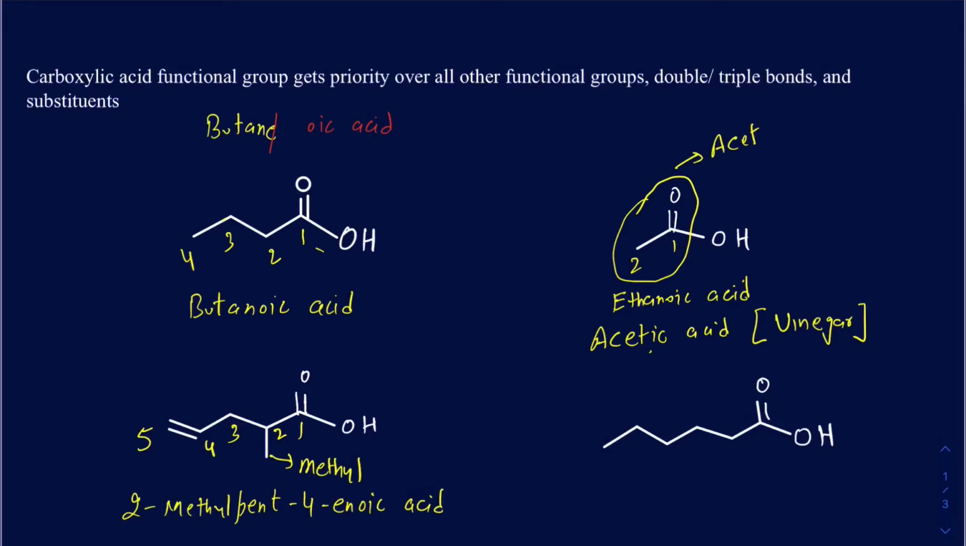Okay, what about this next one where I have how many carbons in there? 1, 2, 3, 4, 5, and 6. So it's a 6 carbon chain, and the suffix is going to be hexane, and since it's got an acid at the end, it's going to be a hexanoic acid.